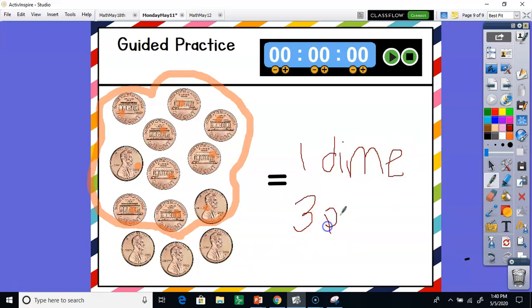So what you're going to do today on your independent practice is you're going to get a group of pennies very similar to this, and you're going to tell me how many dimes it equals, and then if there are any pennies left over. You only have 2 problems, so make sure you take your time and count very carefully.